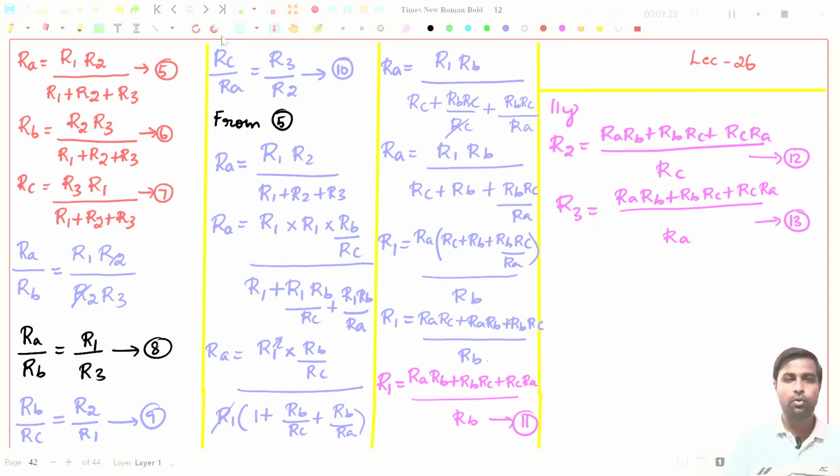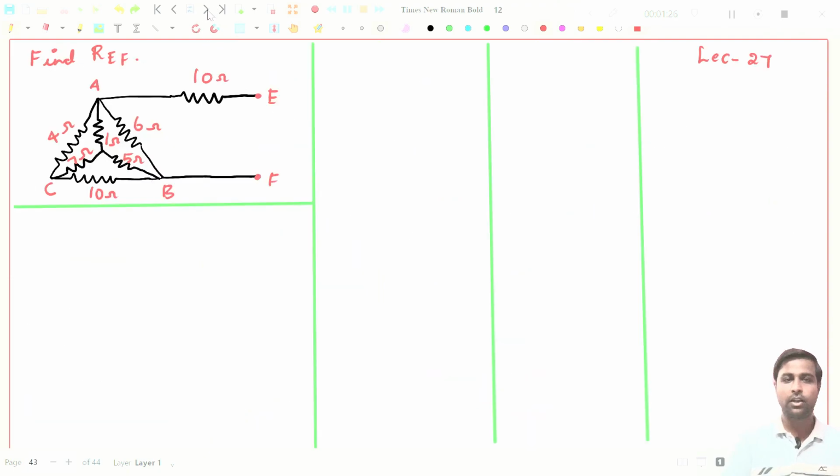So, in today's class, we will take an example problem, a numerical problem. This is the numerical problem given to us, and we need to find the effective resistance between points E and F.